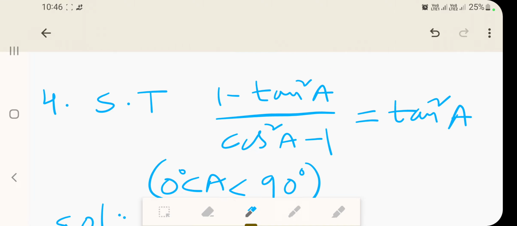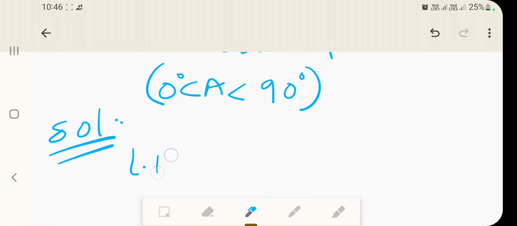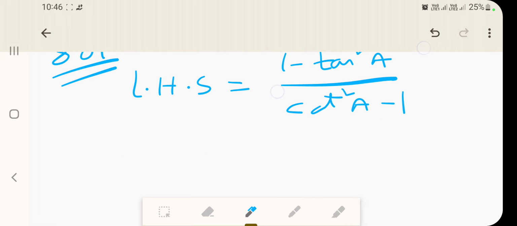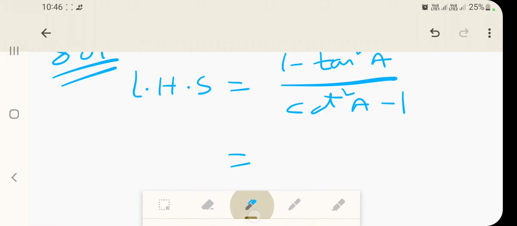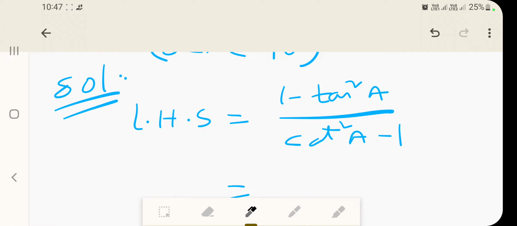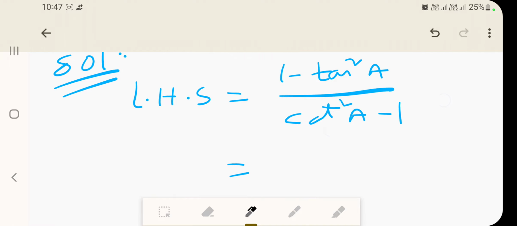So we start with the LHS, meaning left hand side. What they have given is 1 minus tan square A divided by cot square A minus 1. So here tan square A can be replaced with sin square A by cos square A.